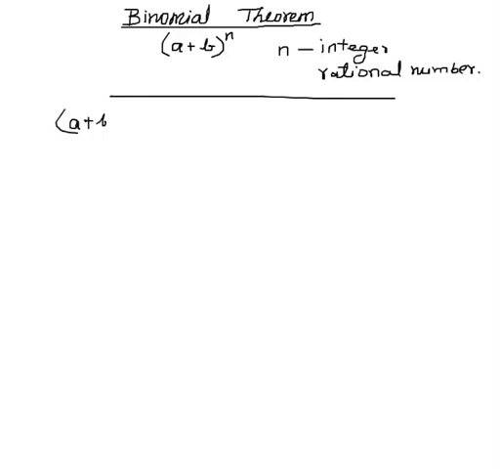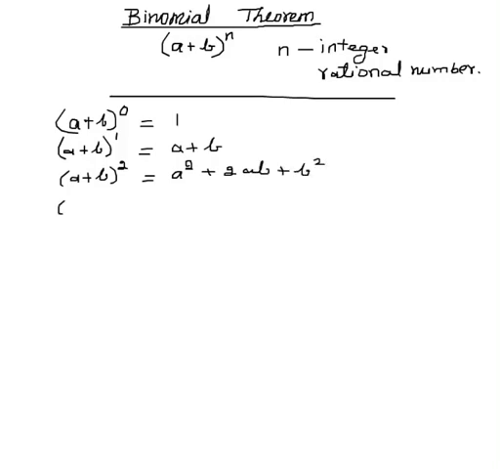(a + b) raised to 0 is 1. (a + b) raised to 1 is a + b. And (a + b) the whole square, the expansion is a² + 2ab + b². Then (a + b) the whole cube, this expansion we know, which is a³ + 3a²b + 3ab² + b³.